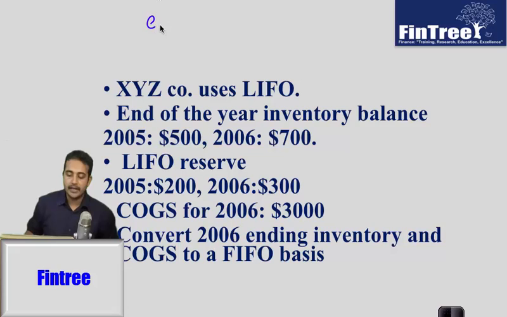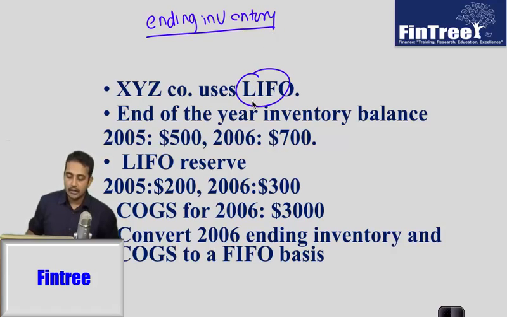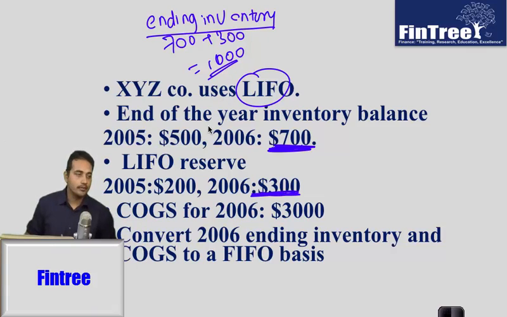So let's do the ending inventory first. Currently you are using LIFO. Your ending inventory is 700. You also have the current LIFO reserve, which is 300. Now, which inventory should be higher, LIFO or FIFO? FIFO. So you can use a simple logic and say 700 plus 300 is equal to 1000. Just take the LIFO reserve, add that to the value of inventory. Is that fine?